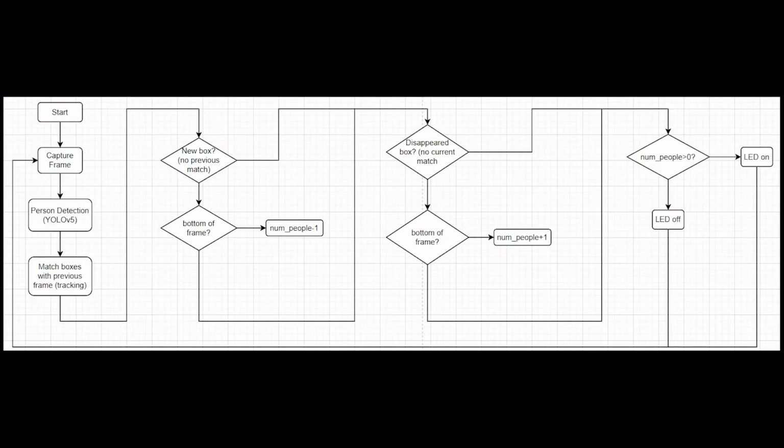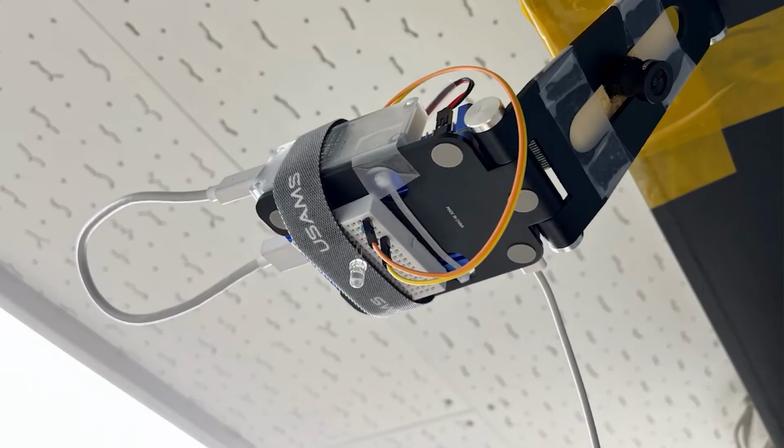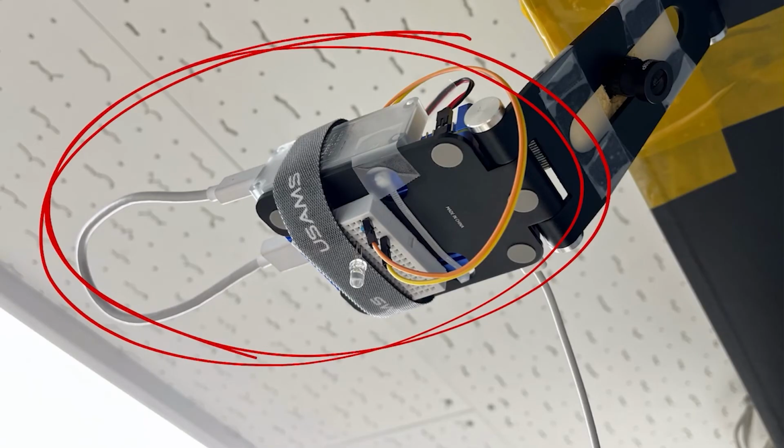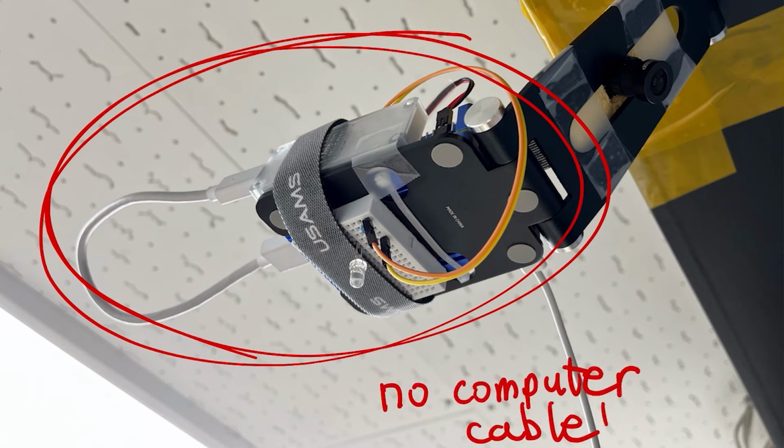For those of you wondering, this is a flowchart of the algorithm. Now to actually put the algorithm to the test, we first use a remote control software called TightVNC to access the Raspberry Pi remotely. That way, we could make the whole system an independent unit and monitor it without constantly having to connect it to a computer with a bulky cable.